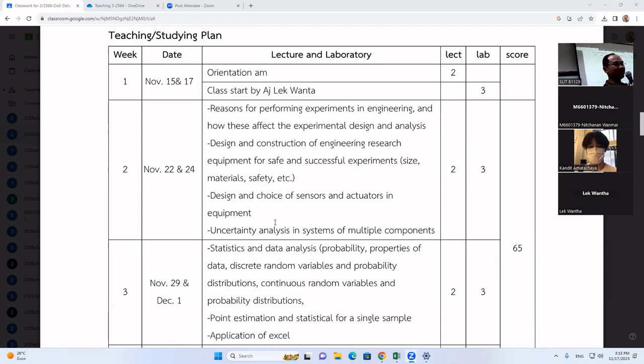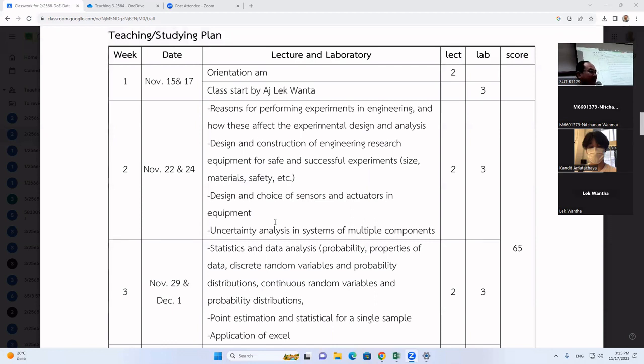I think you can study by yourself. And also in the PowerPoint, I show you step by step how to use the Minitab for experimental design and data analysis. You can follow the step by step in my PowerPoint for this.